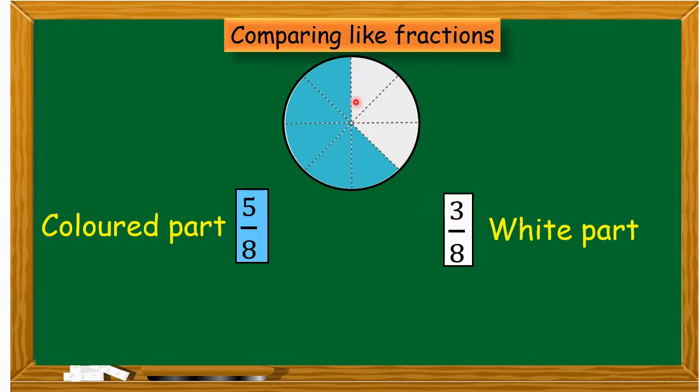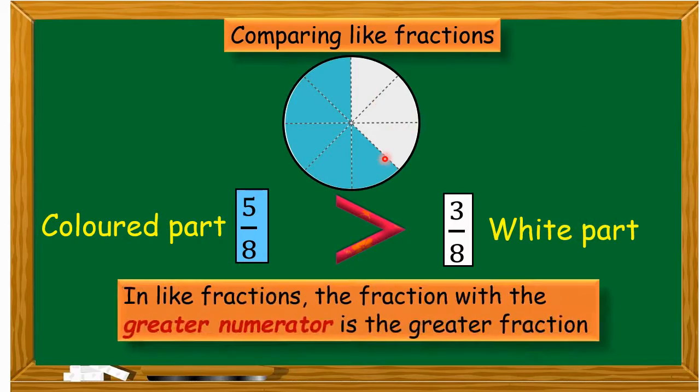Also in the figure, you can see the colored portion is more than the white part. Therefore, we can say the fraction which represents the colored part of the circle is greater than the fraction which represents the white portion of the circle. From this, we can conclude that in like fractions, the fraction with greater numerator is the greater fraction.